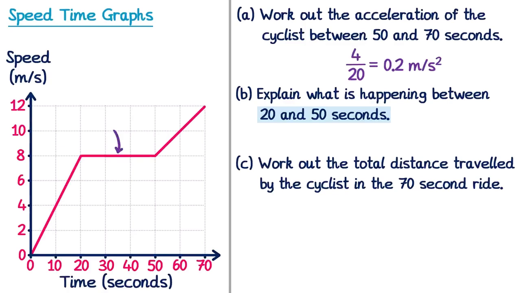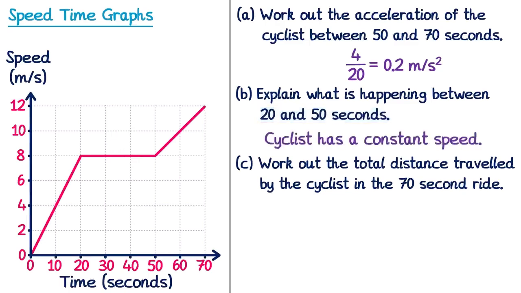Well, we can see here we have a horizontal line, which means the speed is constant at 8 meters per second, which means there's no acceleration. So we could simply say, the cyclist has a constant speed. Or you might also say, there's zero acceleration.